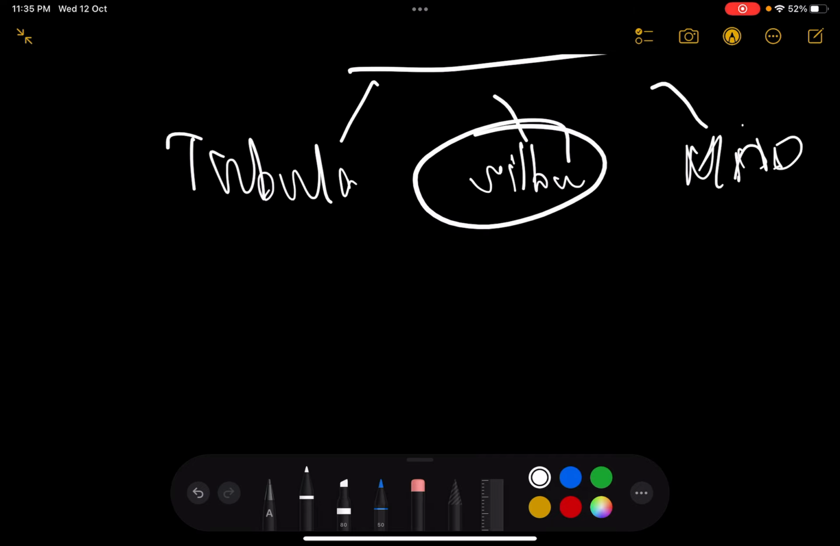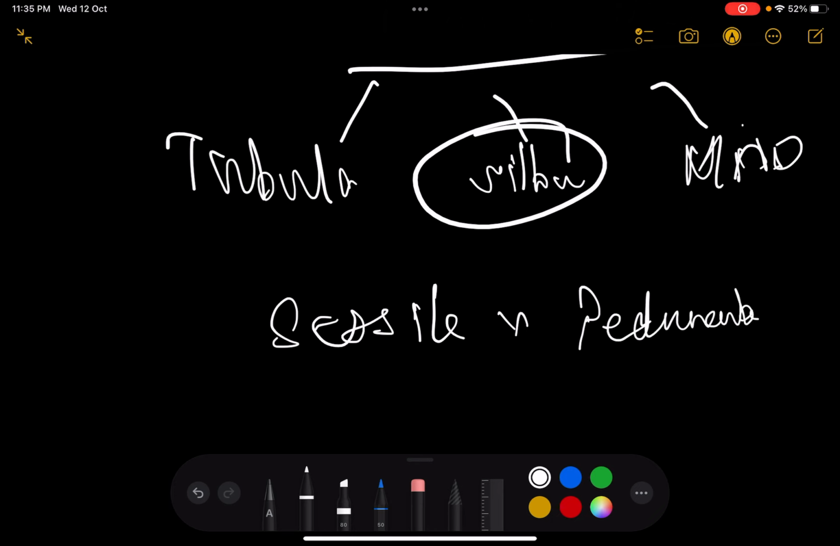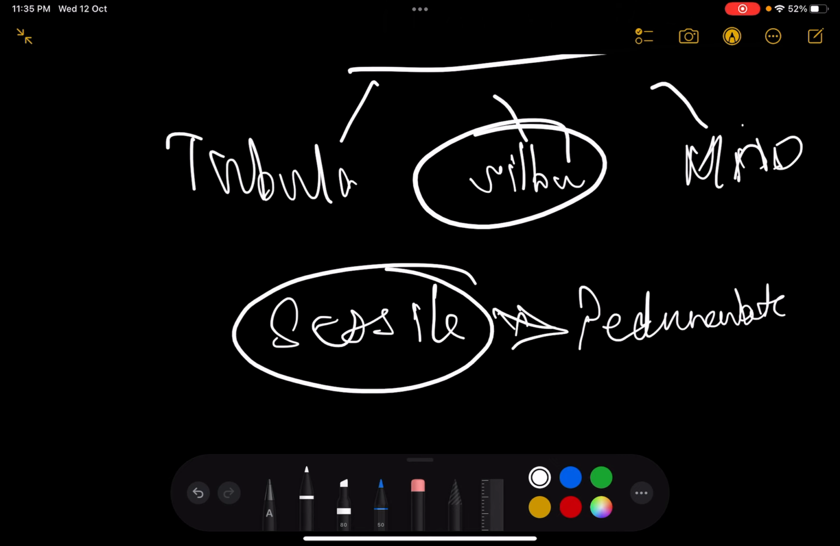Based on its anatomy, again, it is divided into sessile and pedunculated. Each of these, so it can be tubular sessile, tubular pedunculated, villus sessile, villus pedunculated. What is the worst combination? Villus sessile, because sessile is worse than pedunculated. Okay. So a villus polyp which is sessile is a very dangerous combination. Okay, so these two.